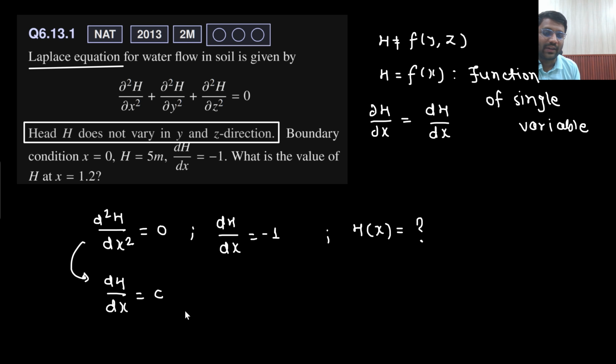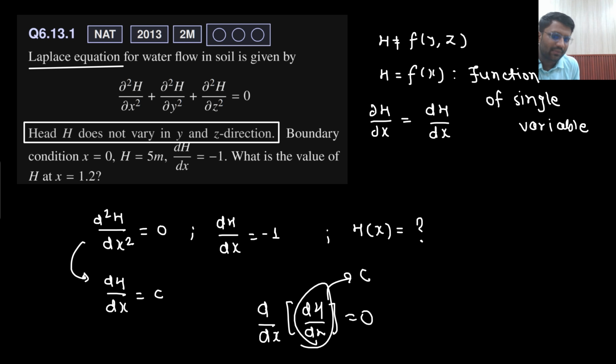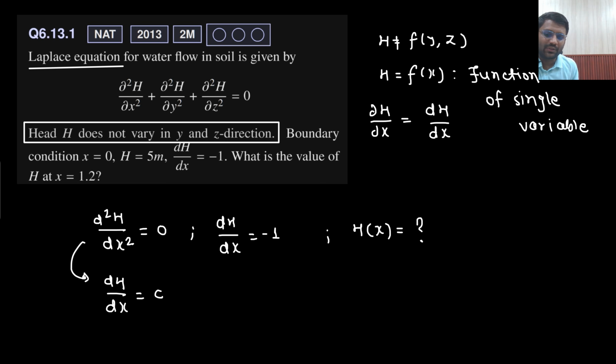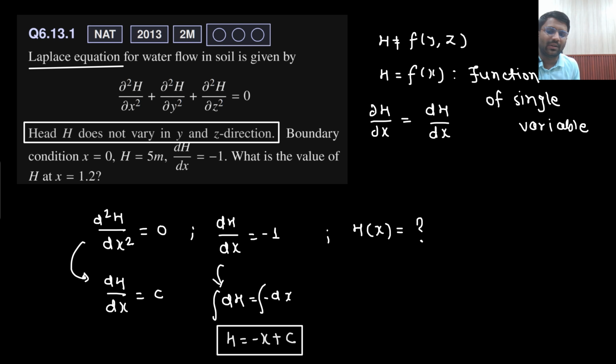Can you let me know why it is necessary? Because d by dx of dh by dx is given equal to 0. That means this value has to be constant, no? Differentiation of a constant only is 0. And the constant is also given, that is equal to -1. So from here, if I simply do one thing, dh equals minus dx. Integrating both sides, I get h equals minus x plus c.